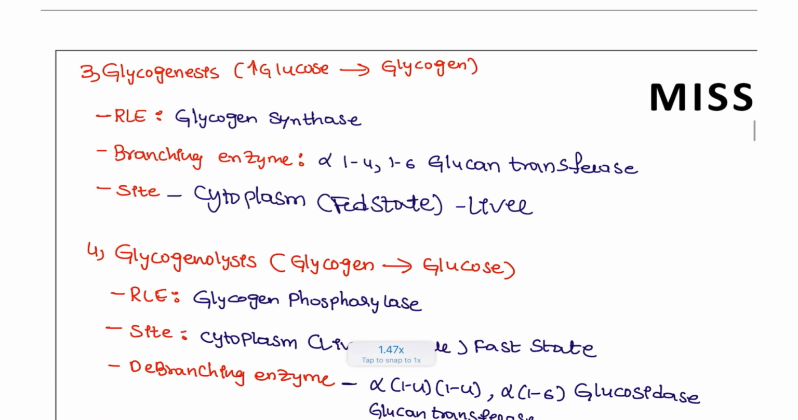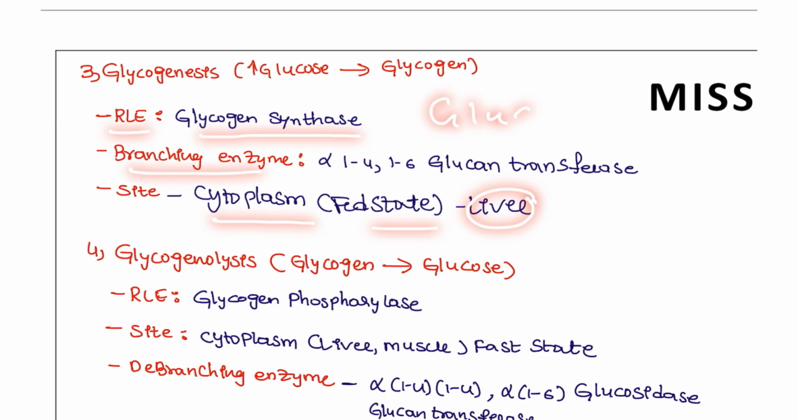Next, glycogenesis. In glycogenesis, whenever there is excess glucose, it is going to be converted to glycogen. Where is it happening? It is happening in the cytoplasm, after eating, in the liver. And the rate limiting enzyme is glycogen synthase. What is the branching enzyme? You have to connect the glucose, right? Glucose plus glucose plus glucose. If you want to connect this glucose, you want to make the glycogen.